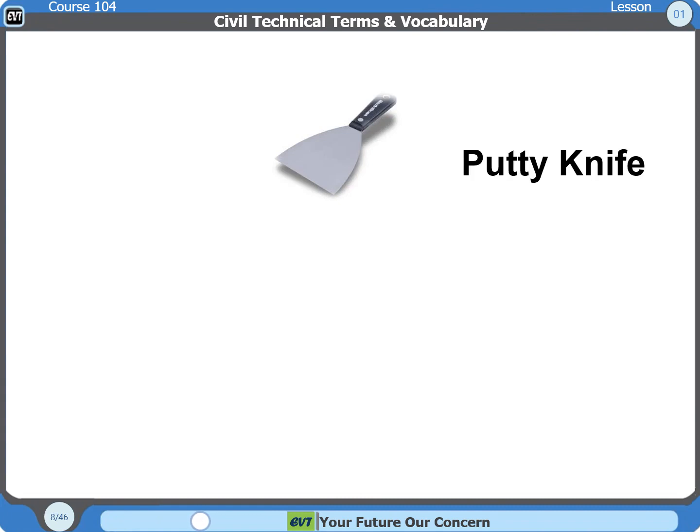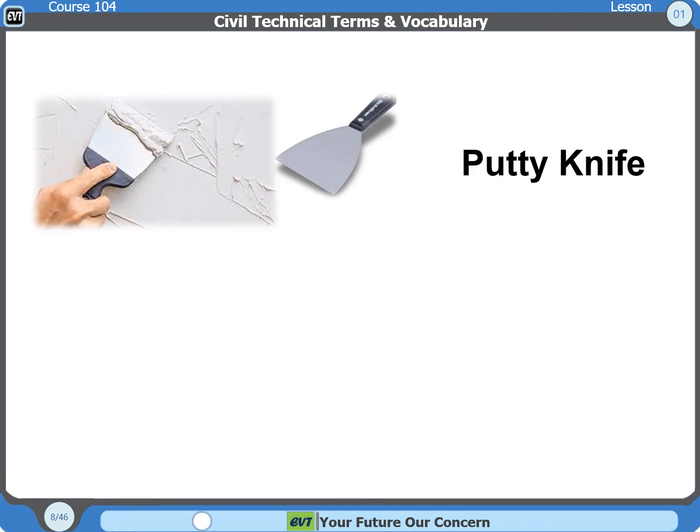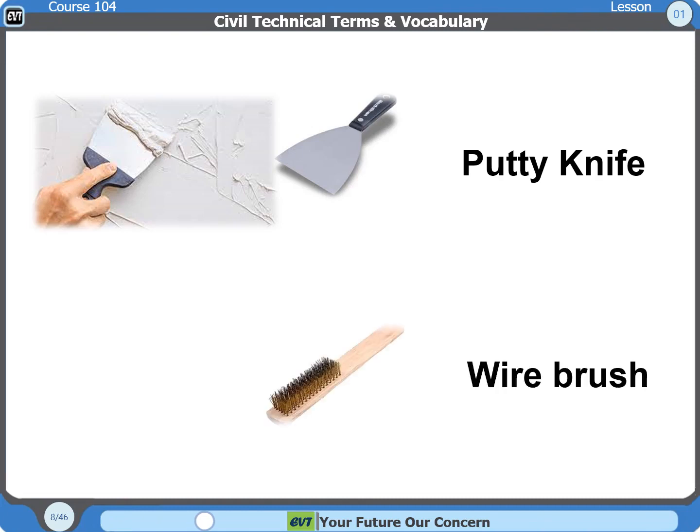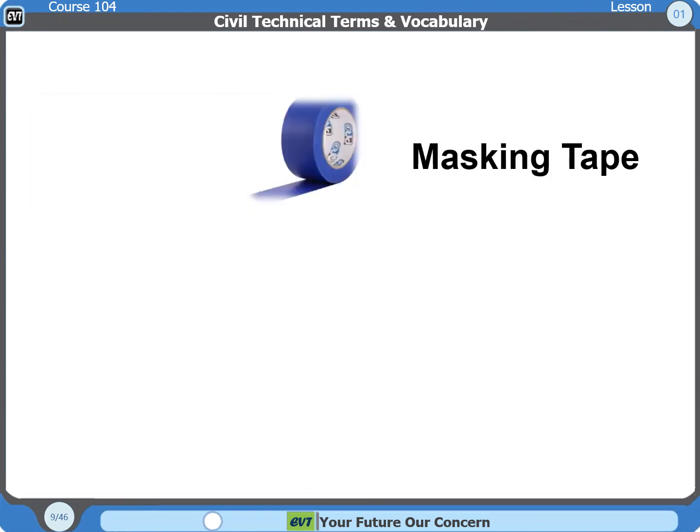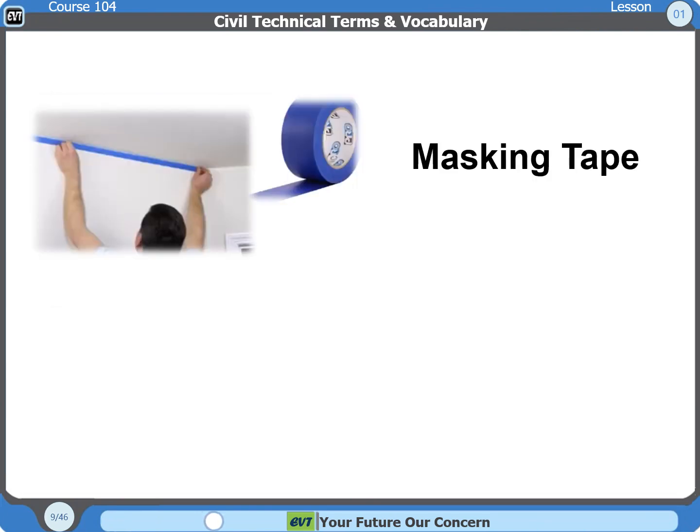We have putty knife used in putty finishing to limit the thicknesses of the putty. Wire brush used to clean concrete surface and other materials. We have masking tape used mainly in painting to mask off areas that should not be painted.